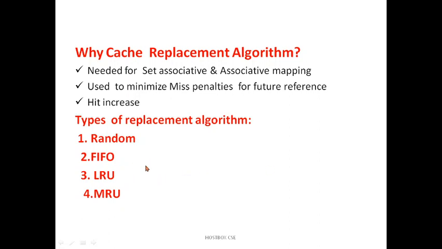First one, random. Here the block can be replaced randomly. Then FIFO: a block which entered first will be replaced first. And LRU is associated with the temporal locality we discussed in the previous session on locality of reference. In LRU, the block which is not referred to for the longest time will be replaced. And MRU, the block with less reference will be replaced.